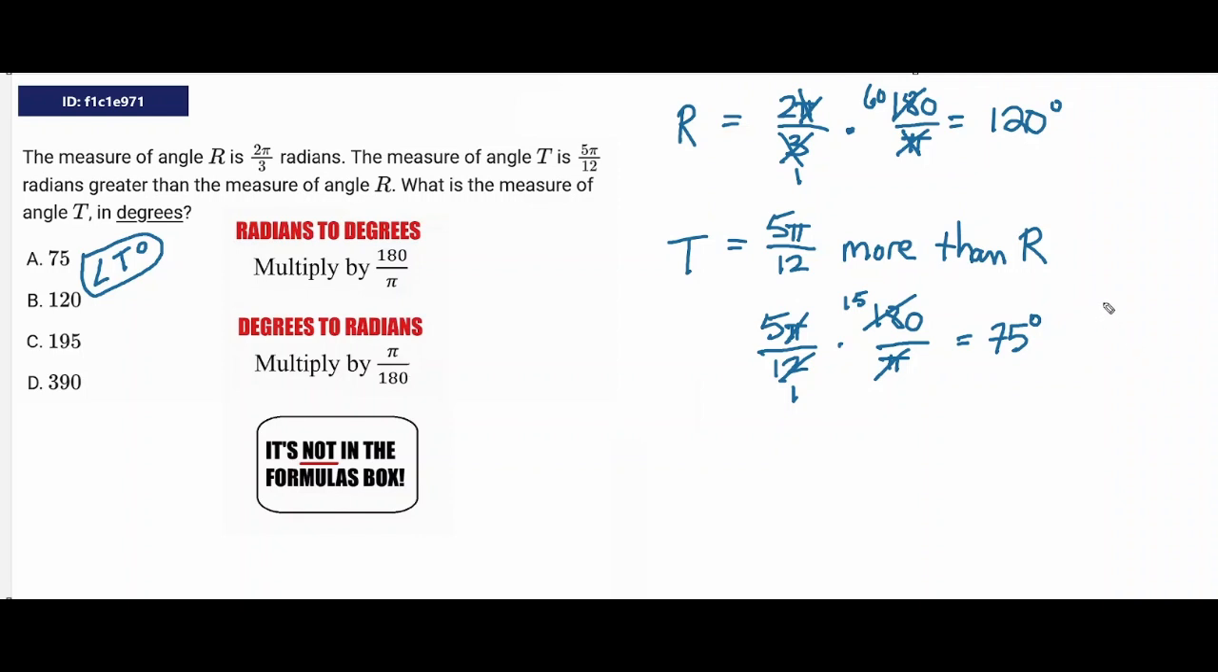So what do we do? Well, "more than" suggests that you add. So that's a calculator one, but it's also pretty simple. It's 195. That's it. That's the answer.